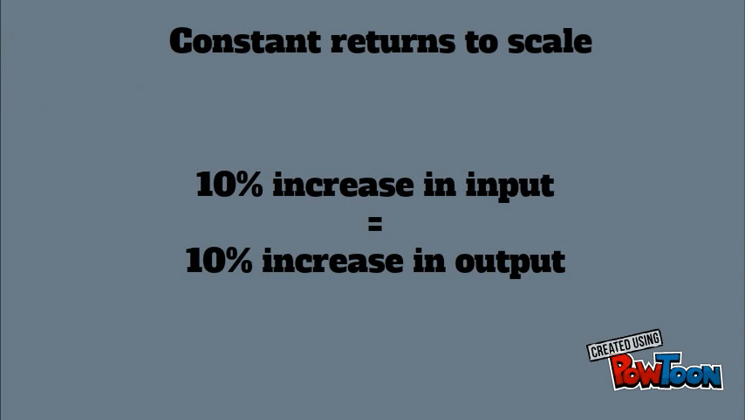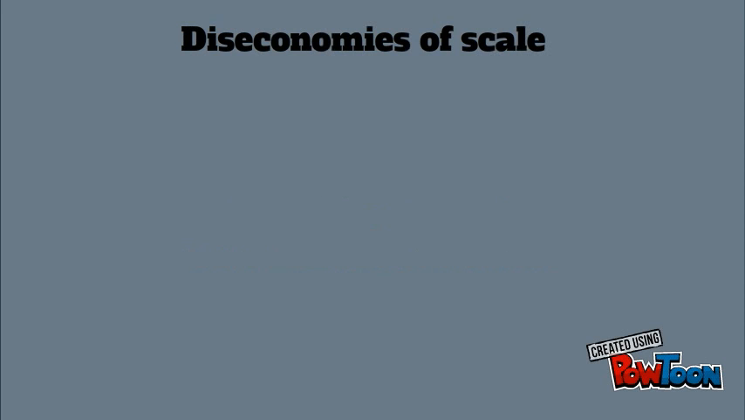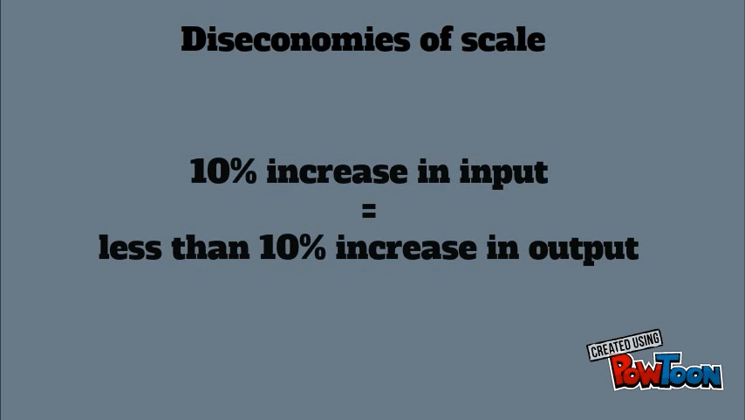Constant returns to scale is the proportionate increase in output resulting from the proportionate increase in all inputs. This means a 10% increase in resources equals an exact 10% increase in output. Diseconomies of scale are encountered when doubling our input results in a less than proportionate increase in output. This means a 10% increase in resources equals a less than 10% increase in output.